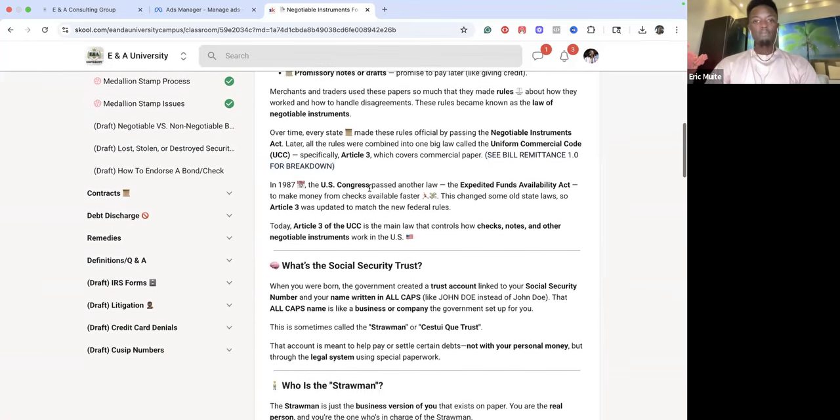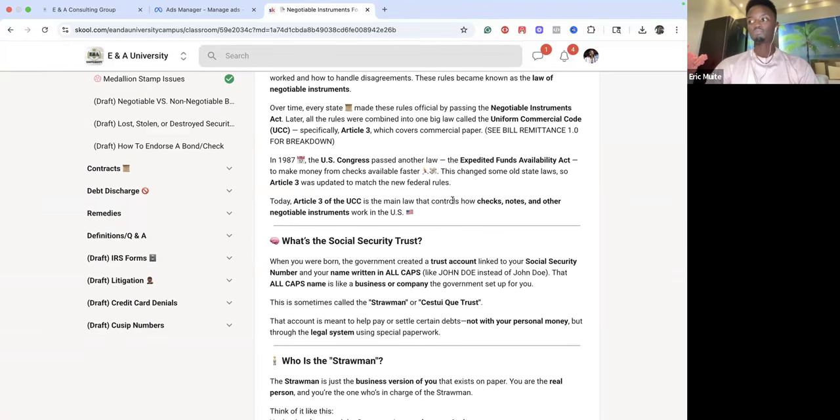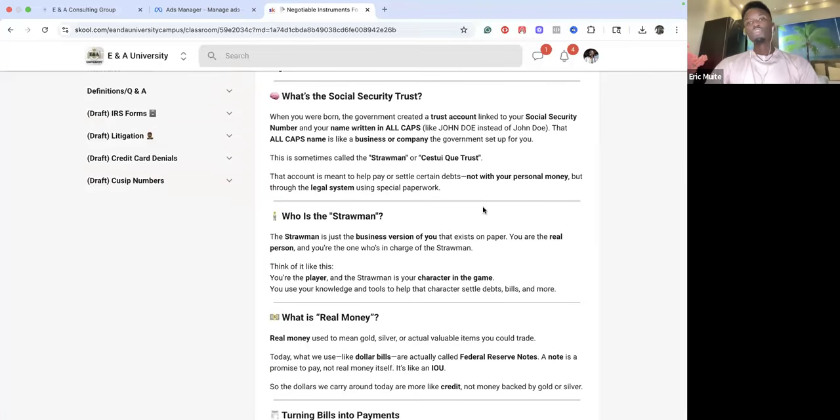In 1987, the US Congress passed another law, the Expedited Funds Availability Act, to make money from checks available faster. This changed some old state laws. Also, Article 3 was updated to match these new federal laws. So this was a change that had happened later on to allow checks to become available faster. Today, Article 3 of the UCC is the main law that controls how checks, notes, and other negotiable instruments work in the US.